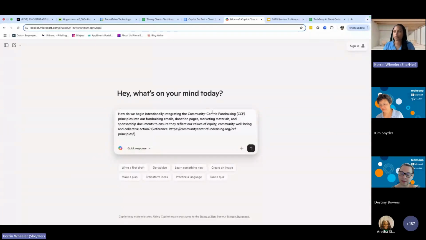You have your prompts, and I'll show you a few other things. But when it comes to this version, it's really just to test out. It's vanilla. It's to see how can I use AI in a simple sense, and what tools would I use AI for? So the prompt originally was a little bit generic. So I asked for more details, and Copilot came up with, how do we begin initially integrating the community-centric fundraising principles into our fundraising emails, donation pages. I added marketing materials and sponsorship documents to ensure they reflect our values of equity, community well-being, and collective action. And they include a reference.